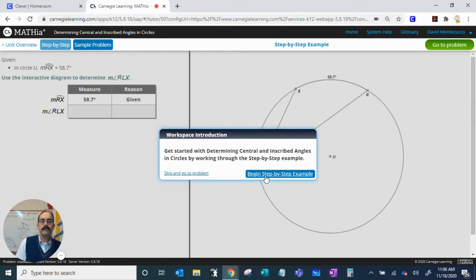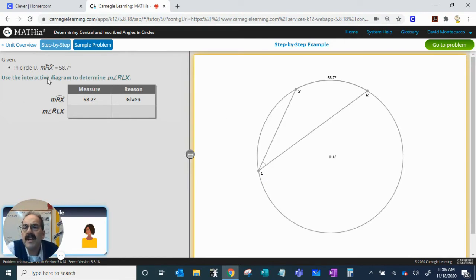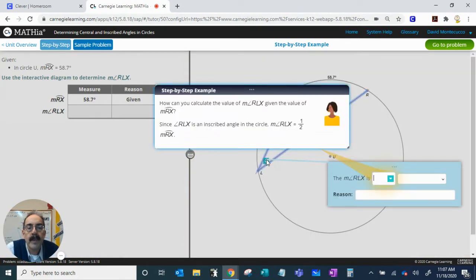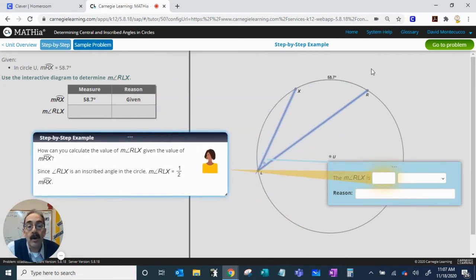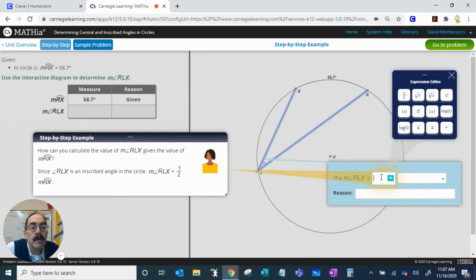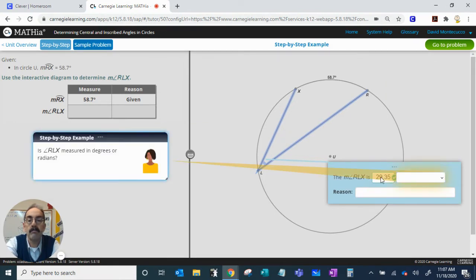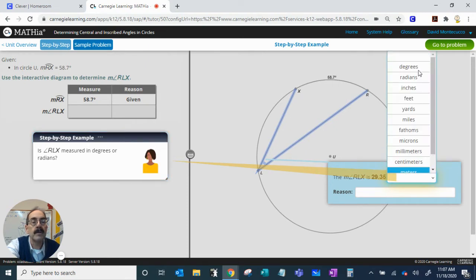Step by step. Here we go. So first thing is use the interactive diagram to determine the measure of RLX. Boom, RLX. Let's click on it. Okay, the measure of RLX can be determined because it's half of the arc. So the arc is 58.7. It'll be half. So what if I did 58.7 divided by 2, in degrees or radians? The measure of RLX, 23.5 degrees.